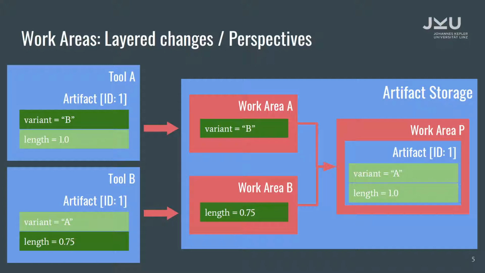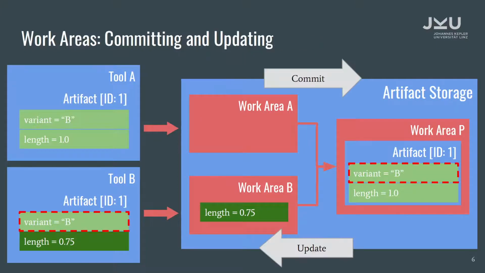The same goes for tool B, but in this case it changes the length. So the variant comes from work area P, and the length is stored in work area B. So when one work area now commits its work to the parent work area, to work area P, the variant B in this case gets updated and also updates the perspective of tool B, which now can see variant B from work area P.